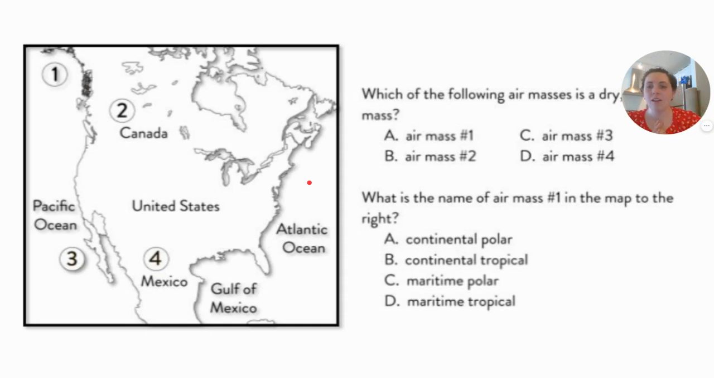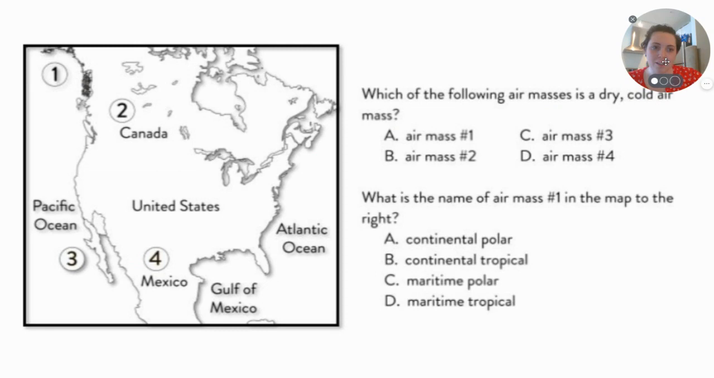Two more questions. So looking at the four labeled air masses, which air mass is a dry, I'm sorry, you can't see it underneath my head. Which air mass is a dry, cold air mass? So since it's dry, we're looking at a continental air mass. We're looking for something over land. And with it being cold, we want it to be farther north or closer to the pole, which means number 2 is our correct air mass. It's over land, it's over Canada, and it is close to the North Pole.